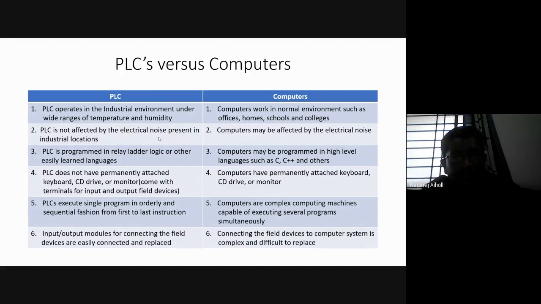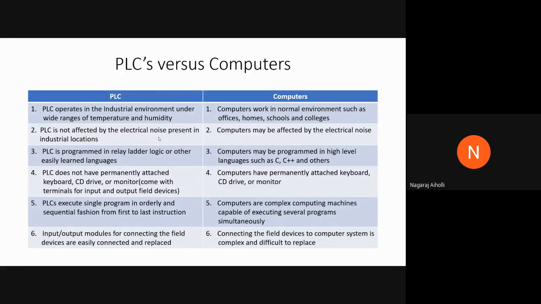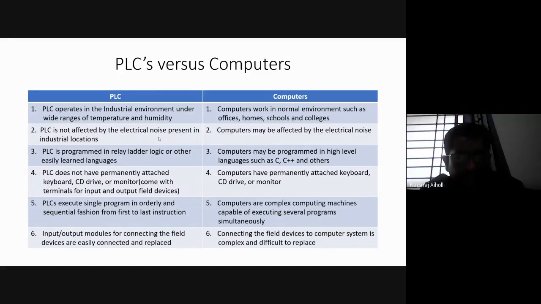PLC is not affected by the electrical noise in industrial locations. In industrial locations, there is a certain possibility that there can be electrical noise. That electrical noise is not going to affect the PLCs. But computers may get affected by the electrical noise, by the fluctuations in the electrical signal. That is the second difference.